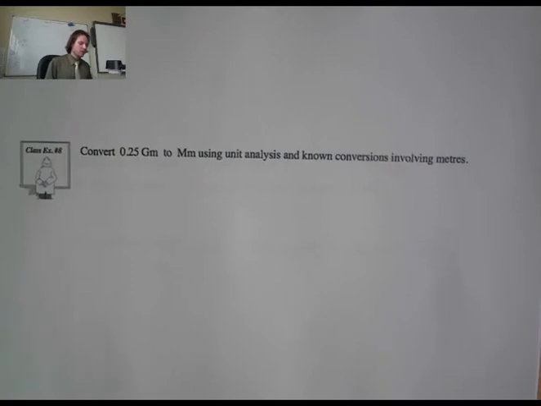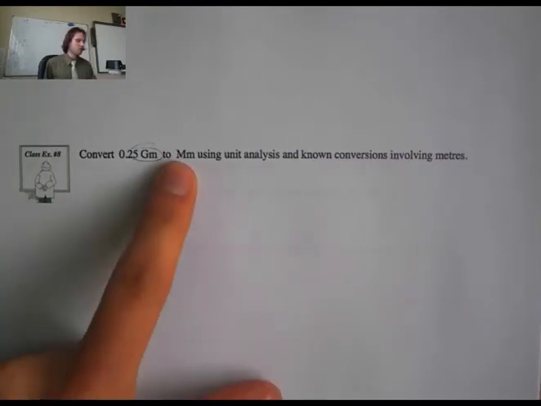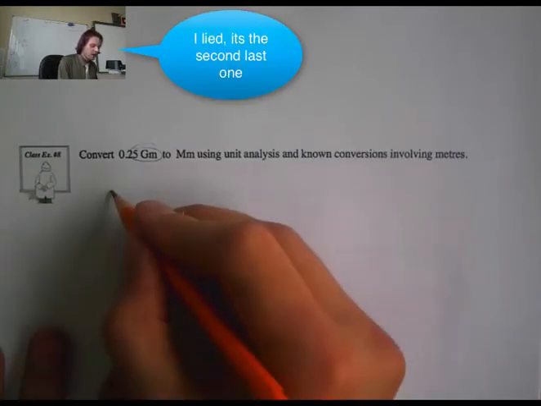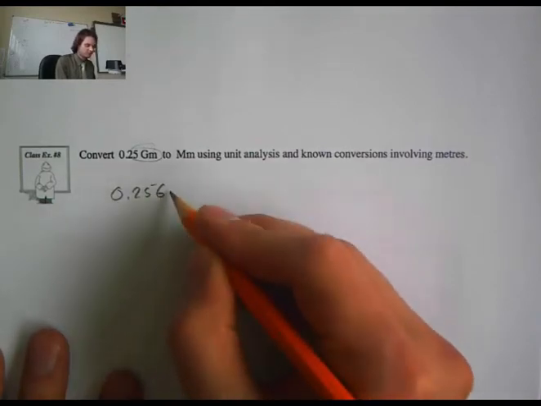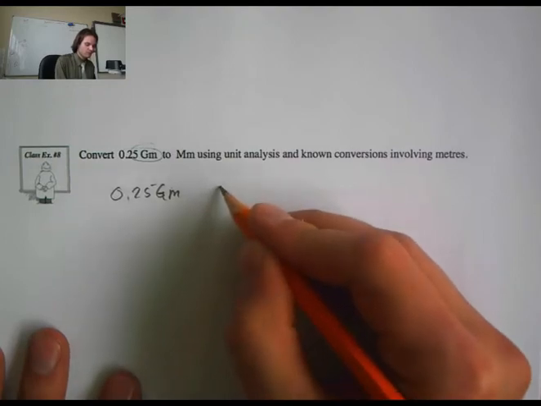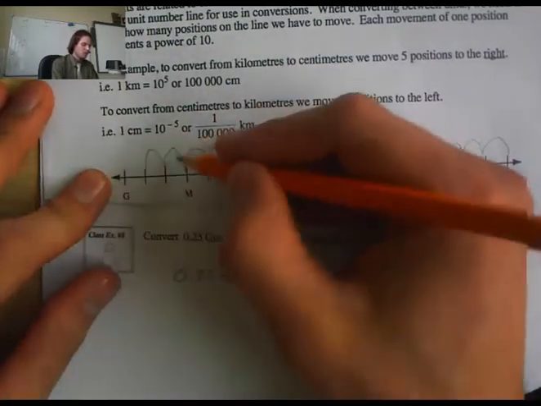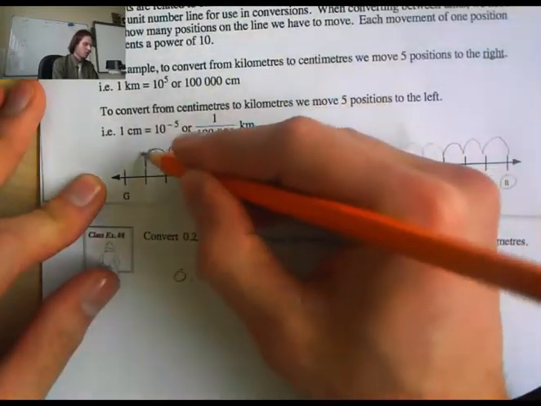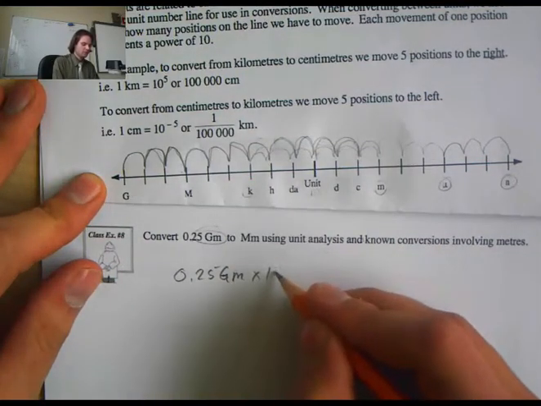Now the last one here is convert giga to mega. Okay? So we want giga to mega. So we have 0.25 gigameters to megameters. I'm just going to do this one because I think it's easier just using this table. And we move over 1, 2, 3.